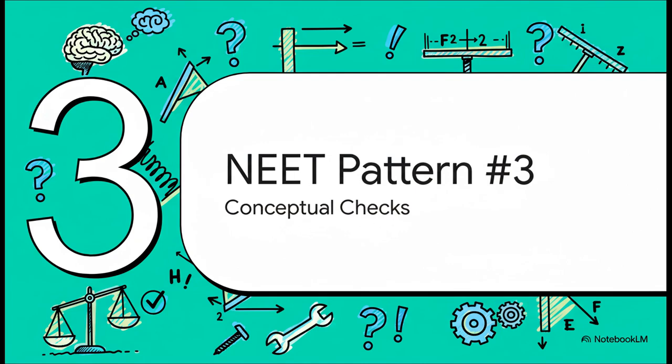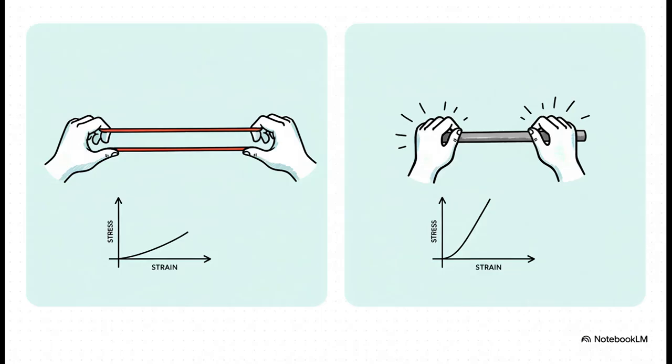Let's move on to pattern number 3, the conceptual check. These are the ones that are often true or false, or just direct questions that are designed to catch you on common misunderstandings. They test if you really get the physics behind all the math. So here is a classic trap.